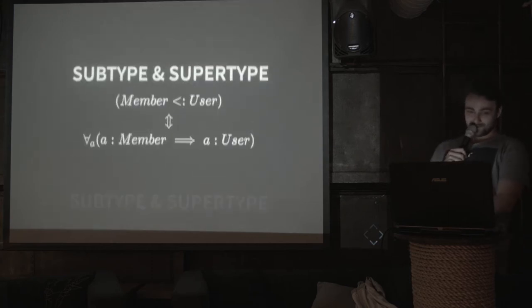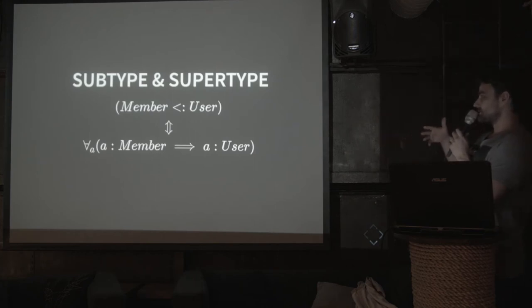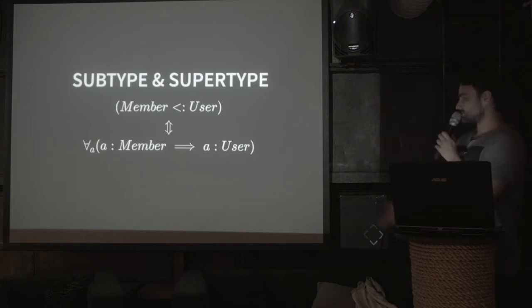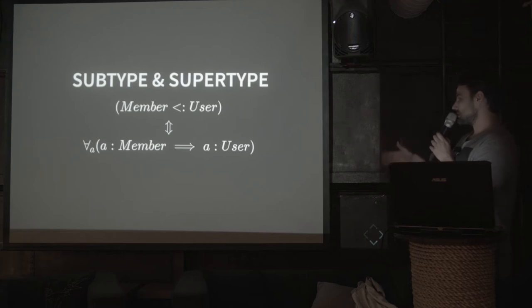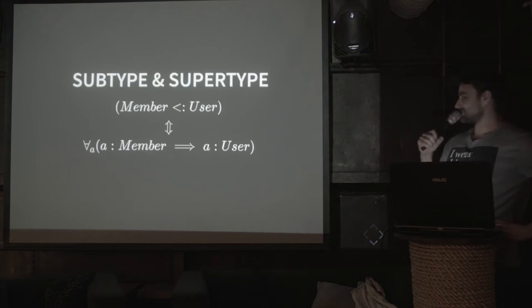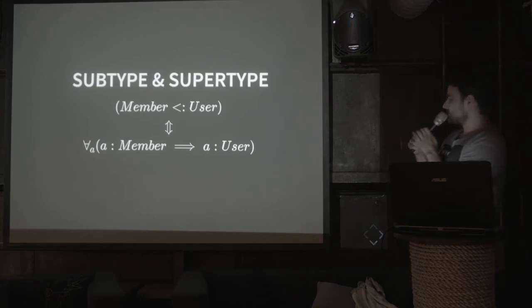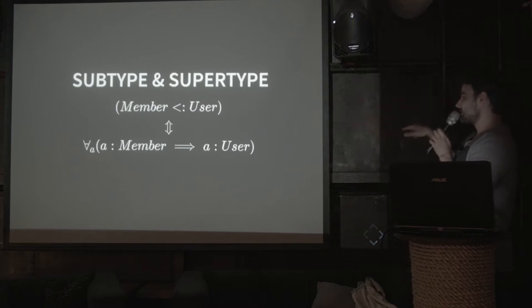So mathematically, what is subtyping? Subtyping is a mathematical property: if we say that member is a subtype of user, then every value belonging to the type member is automatically a value of type user. So that's how we could define it mathematically. Sorry about these interruptions. If you wonder what this small sign between member and user is, it means is a subtype of.